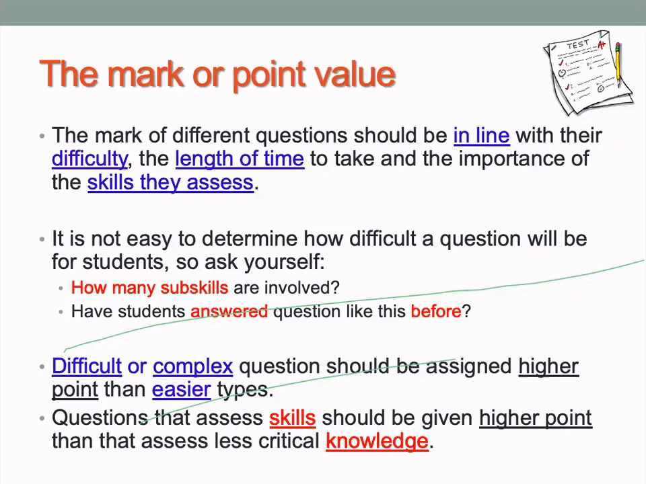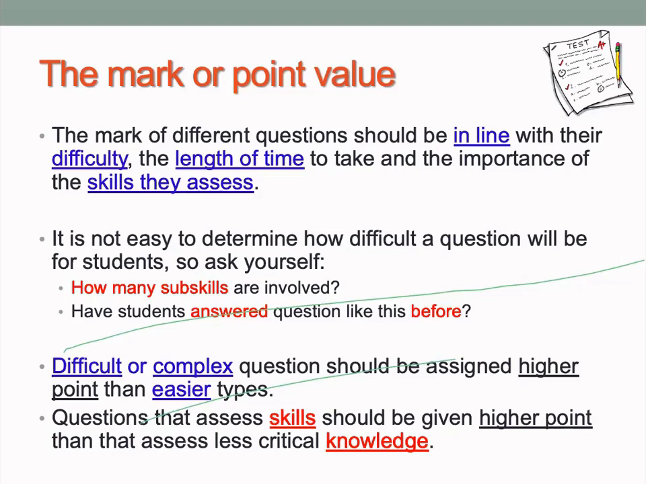Now move to the mark value of the test or exam. The guide is that the marks of different questions should be in line with difficulty and length of time, and also the important skill they assess. So these 3 components must be taken note of when giving the point value to our questions.